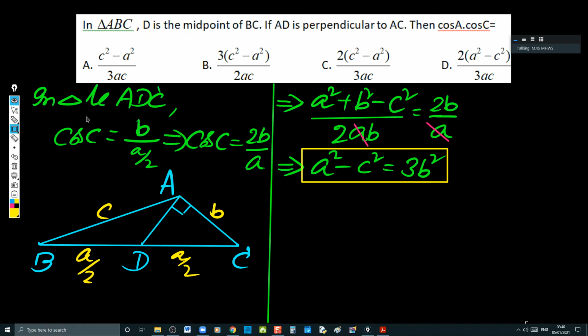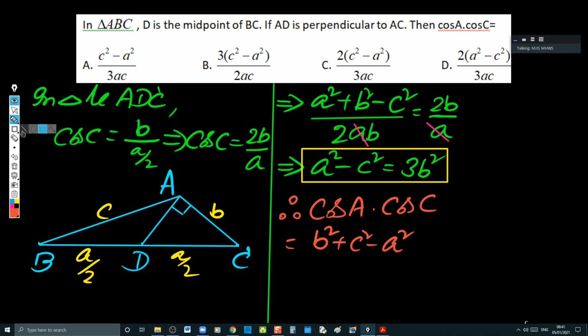Now what we need, according to the question, is cos A into cos C. We need cos A into cos C. Therefore, cos A into cos C. Cos A, again the formula: B square plus C square minus A square upon 2BC, multiplied by cos C, which is 2B by A.